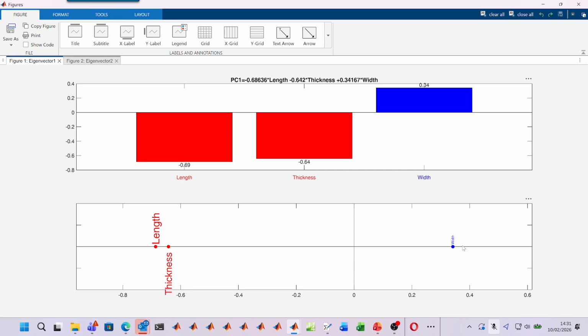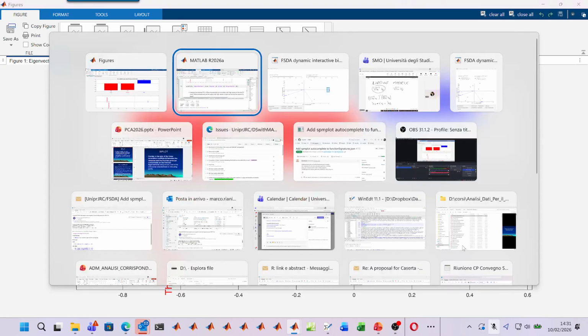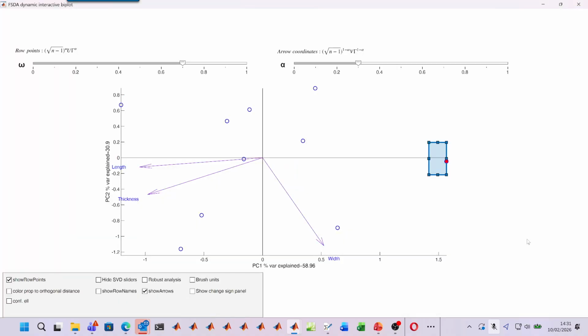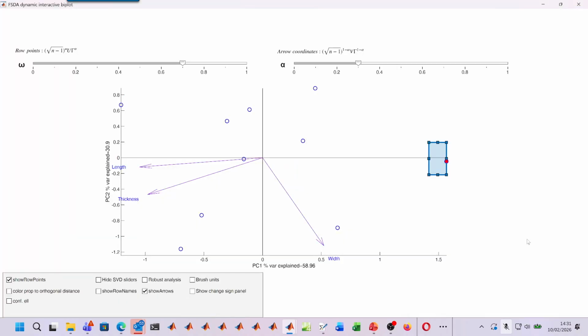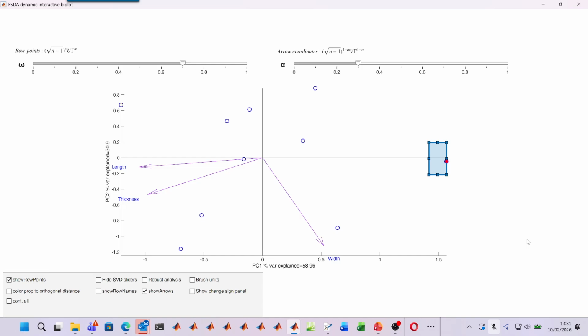Yes, please. As far as I know, we have like 3 PCAs. No, 2 PCAs. The PCAs are two. This is the first principal component, this is the second principal component.